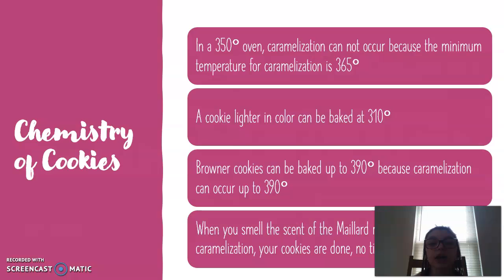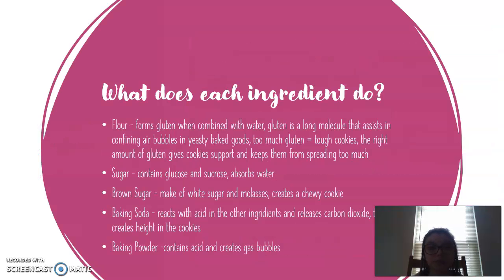A cookie lighter in color can be baked at 310 degrees Fahrenheit. Cookies browner in color can be baked up to 390 degrees Fahrenheit because caramelization can occur up to 390 degrees Fahrenheit. When you smell the scent of the Maillard reaction and caramelization, your cookies are done. You do not need a timer to determine this, all you need is your nose.